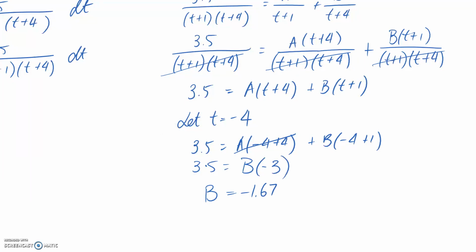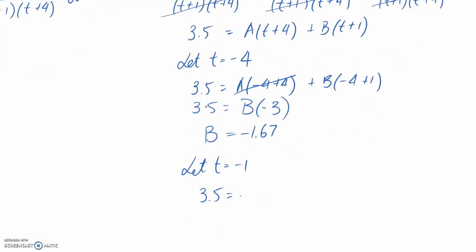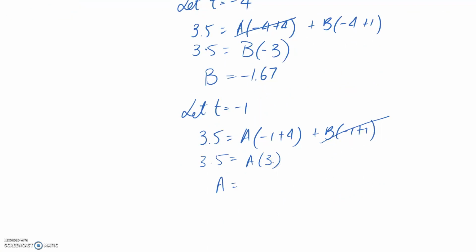If I go back and repeat this process, but with a different convenient value, I'm going to pick t equal to -1. So let me write that. So let t equal -1 and sub it in. So we're going to get this. Alright, so -1 plus 1 goes to 0. 0 times b disappears. So we get 3.5 is equal to 3a. So a on its own is 3.5 divided by 3, and this goes to positive 1.67 approximately.